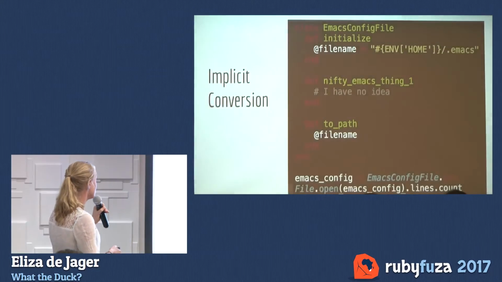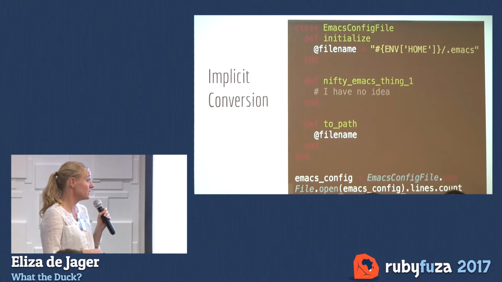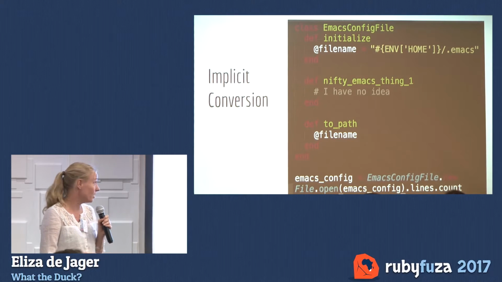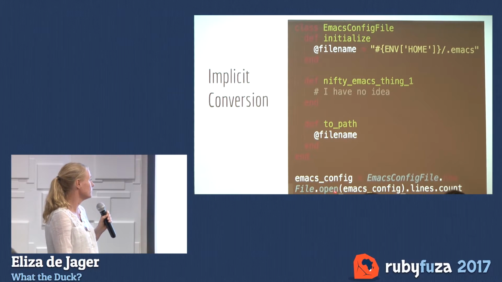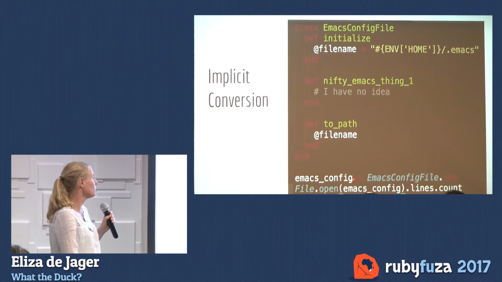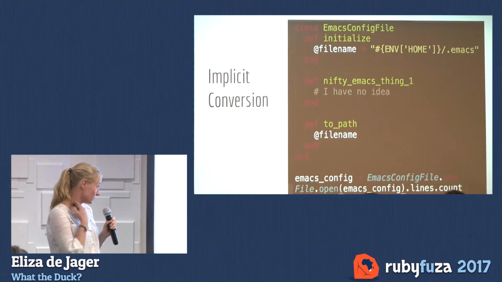So if we go back to this example with toPath I had, we see this toPath here is actually an implicit conversion protocol that we've defined on our class. And this File.open here is a Ruby core method, and it knows to try and call the implicit conversion protocol toPath on whatever you pass it before it tries to do anything else. And so that explains why this works.